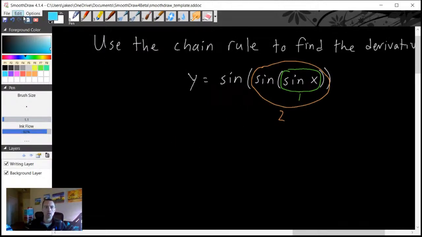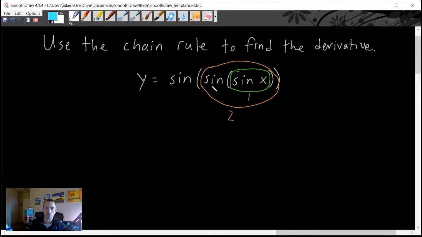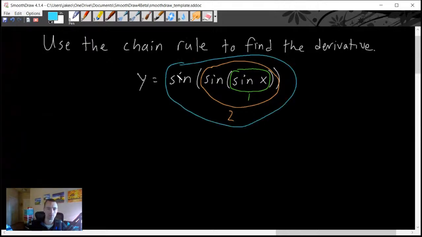Okay. Then, once we figured out what sine of sine of x was, we would work our way out one more set of parentheses. So then we would deal with this sine out here. This would be our third most inner function, or in this case, our outermost function. So we have these three levels: the innermost, the middle, and then the outermost function.